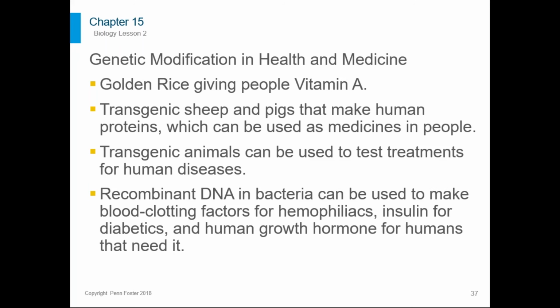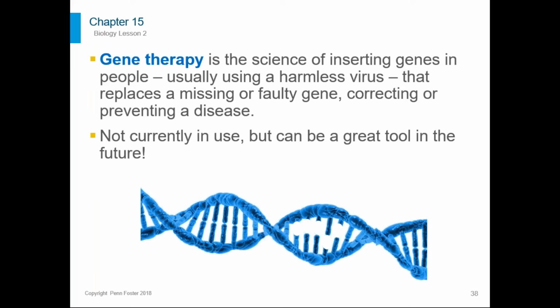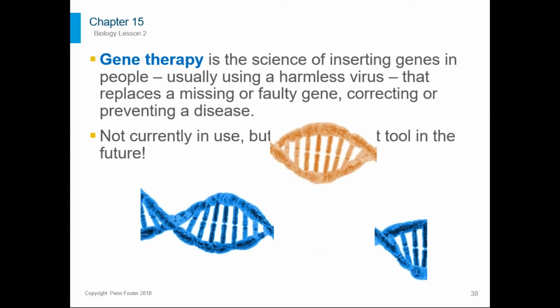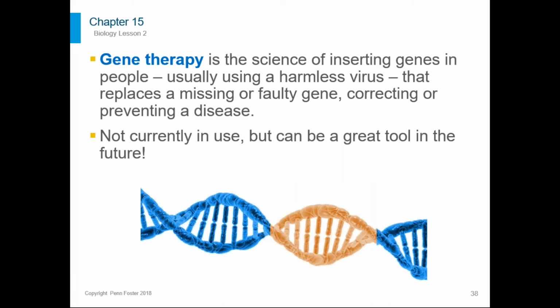And also, transgenic animals can be used to treat or to test treatments for human diseases. And along with insulin, recombinant DNA in bacteria can be used to make lots of other useful things like blood clotting factors for hemophiliacs and human growth hormones for humans that need it. So we've put this idea to work in a lot of different ways that are helpful to people. Gene therapy is the science of inserting genes in people, usually using a harmless virus, that replaces a missing or faulty gene, correcting or preventing a disease. And this is something that's not currently in use, but can definitely be a great tool for us in the future.